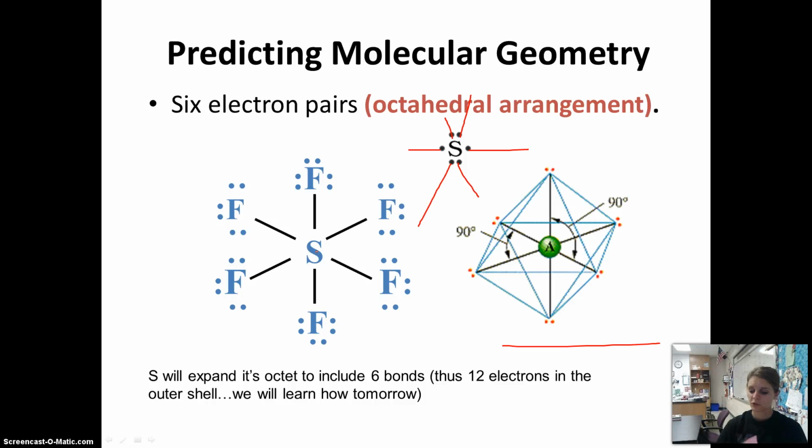There are technically more VSEPR structures than this. These are the only ones that we're going to cover. So there are ones where you can have lone pairs and 6 things around, but these are the ones that we're covering.